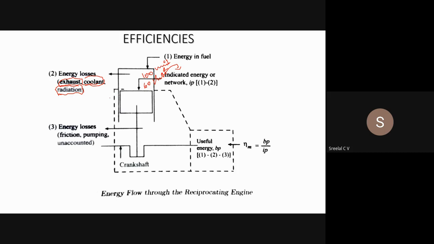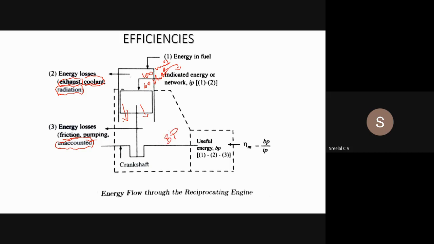Then from the indicated power, the displacement or the motion of the particular parts happens. As a result, the frictional loss as well as the pumping and unaccounted loss happens. We will be discussing this unaccounted loss also. After those losses, we will be obtaining the brake power. This is the thing.